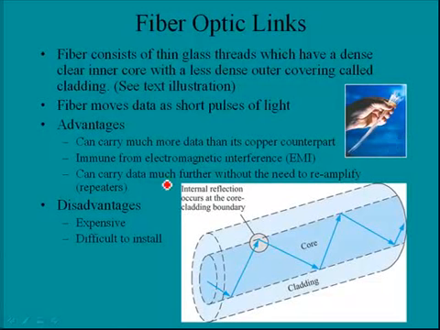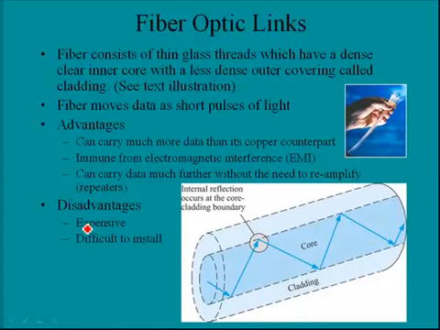And it can carry data much further without the need to re-amplify. With copper, these devices called repeaters are necessary because copper can only carry data limited distances before it needs to be re-amplified, and fiber can just carry it much, actually sometimes miles. With copper, you're talking maybe several hundred feet at the most. Now, those are the advantages.